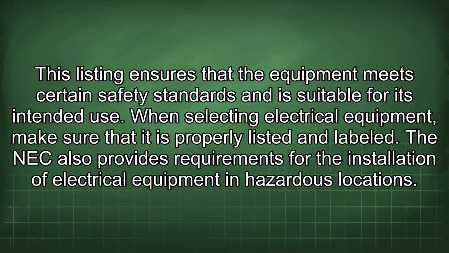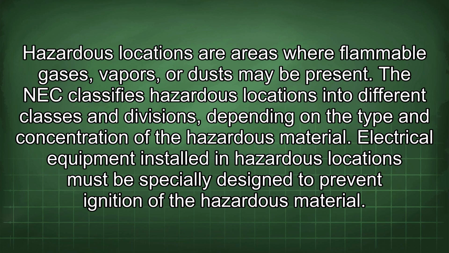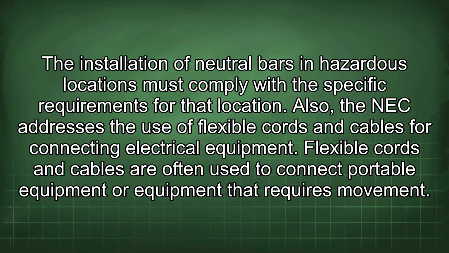The NEC also provides requirements for the installation of electrical equipment in hazardous locations. Hazardous locations are areas where flammable gases, vapors, or dust may be present. The NEC classifies hazardous locations into different classes and divisions depending on the type and concentration of the hazardous material. Electrical equipment installed in hazardous locations must be specially designed to prevent ignition of the hazardous material. The installation of neutral bars in hazardous locations must comply with the specific requirements for that location.